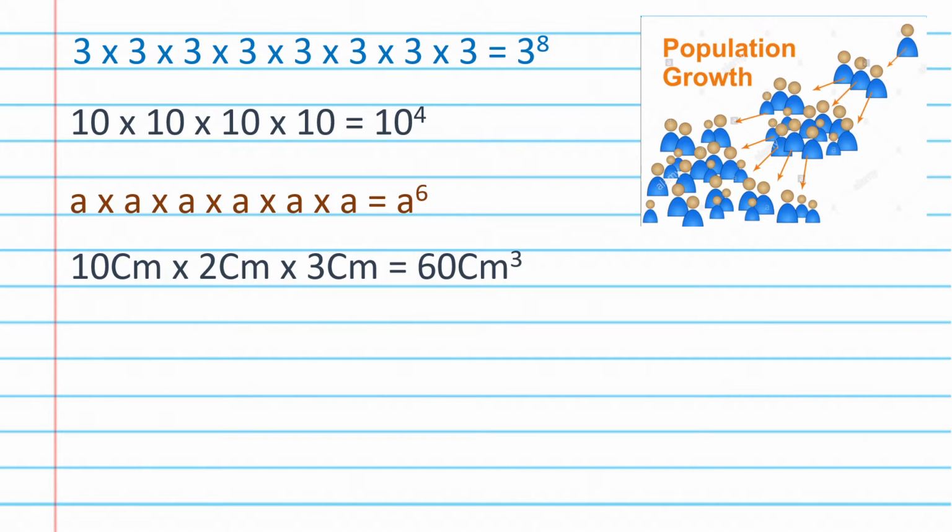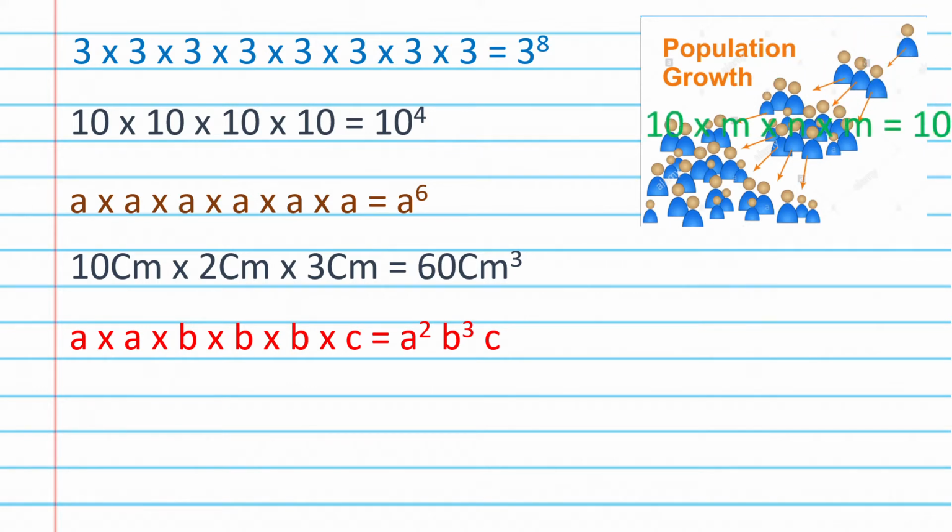So let's see the combination of variables. There are three types of variables: a into a, then 3 b's and 1 c. You can write it in the combination a square, b cube, c. If there are numbers and variables together, because many times you need it, say 10 into m into n into m, first we will write the number, we'll start with the number. Then there are two m's, so m square, and then n.